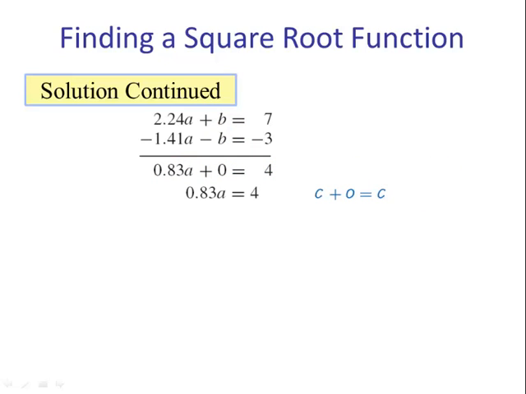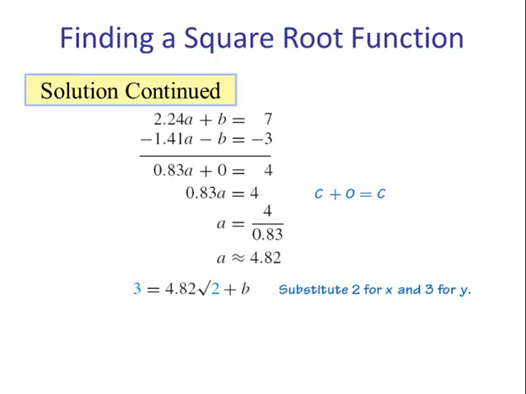Solving for a, we divide by 0.83, and approximating it to 2 decimal places, we have 4.82. Now we need to find b, so we pick one of the equations. I'm going to use this one. y is 3. Here's our value of a. We have the square root of 2 plus b.